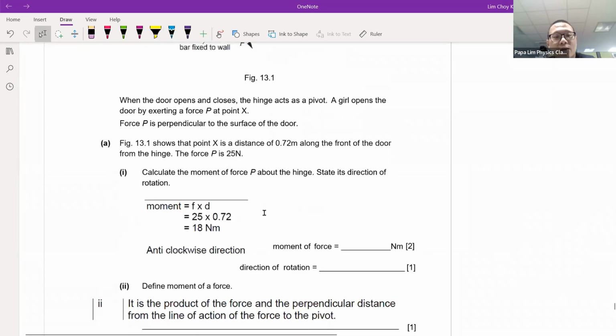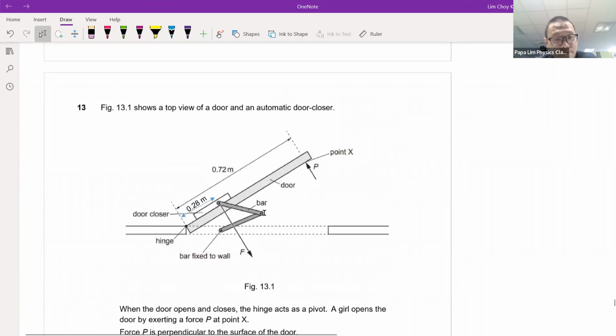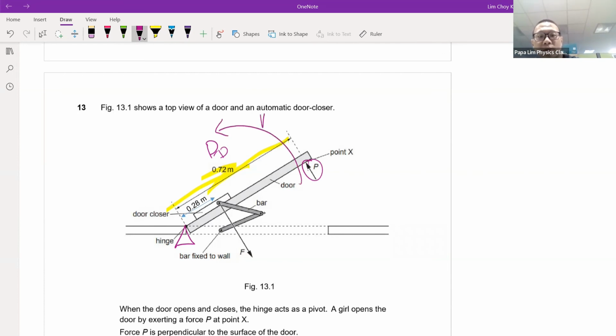Now, question 13, I would say, is one of the unique questions here. It's about turning effect. The hinge is here, which is the pivot. The force is a bit slanted, a diagonal force. But one good thing is that they actually mark out all the perpendicular distances for you. The perpendicular distance for P is 0.72. So this is the perpendicular distance for force P. Force P, together with the perpendicular distance with respect to the hinge or the pivot, gives an anti-clockwise moment. I will label it as MP.